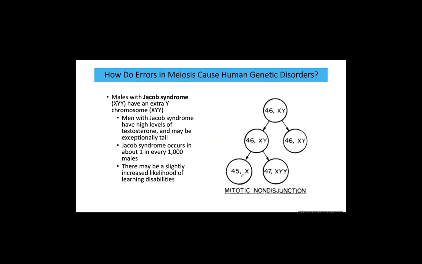I explained mitotic non-disjunction, and in this case we call it Jacob syndrome. Jacob syndrome has an extra Y chromosome. Men with Jacob syndrome have high levels of testosterone and may be exceptionally tall too. It does not really show any well-defined syndrome, except that they tend to be very tall. But this non-disjunction can occur through mitosis.